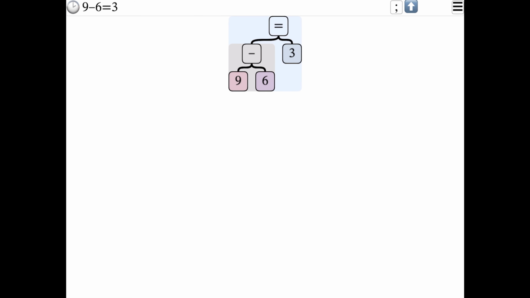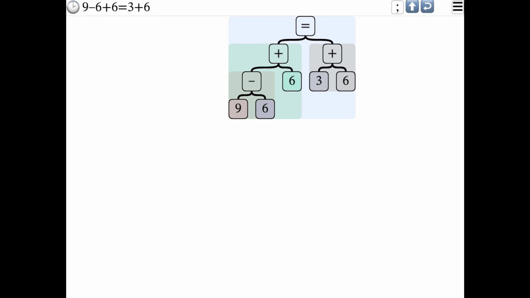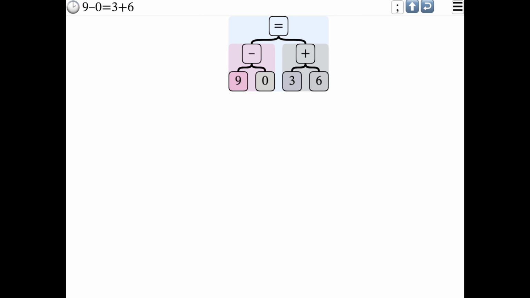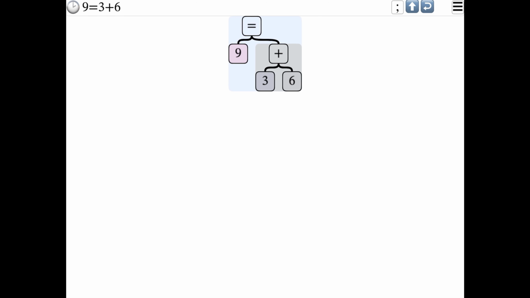Drag and drop the 6 onto equals. This time, DragginMath chose to add 6 to both sides instead of subtracting. Once again, that's because addition and subtraction undo each other. Now, reassociate and cancel. Drag and drop 0 onto its parent operator to make the 0 go away. You can go back the other direction too.